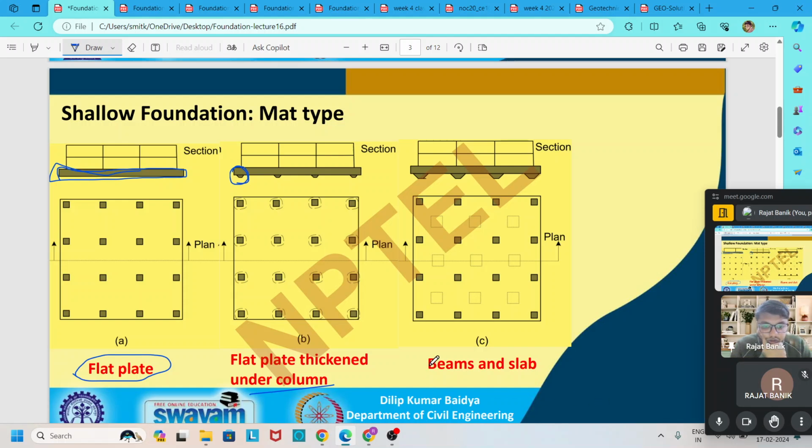Then mat foundation as a beam and slab. That means if you see that our roof contains some beams, and over these beams we construct our slab. In this way, we also construct our mat foundation, like in our roof structure. There is a beam connecting the columns, and over this beam we construct our slab. So these are the section and these are the plan view.